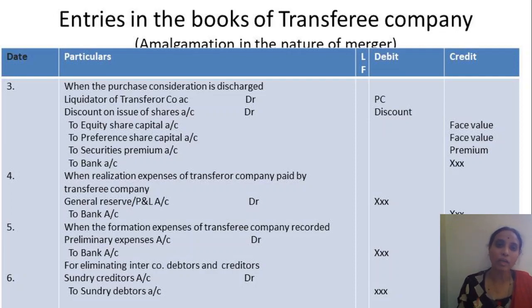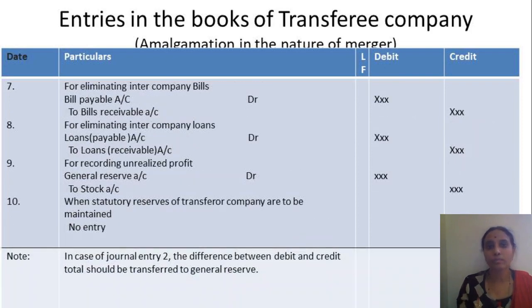Then in the similar way we also do it for the bills payable also, that is for eliminating intercompany bills, that is bills payable account debtor to bills receivable account. And for the intercompany loans also, so we have seen that for eliminating intercompany loans, loan payable account debtor to loan receivable account. And the ninth entry is for recording unrealized profit.